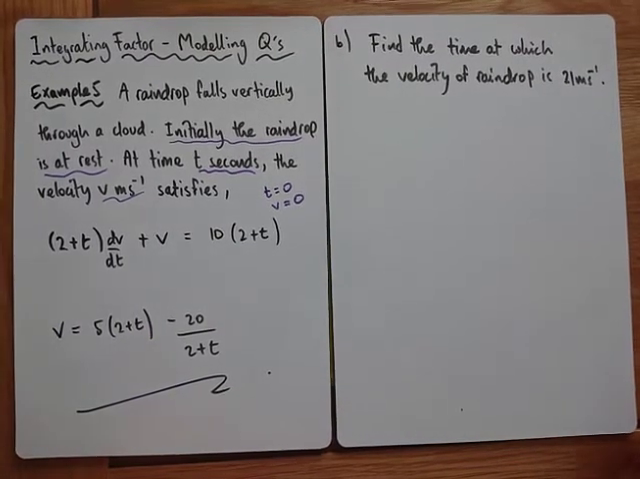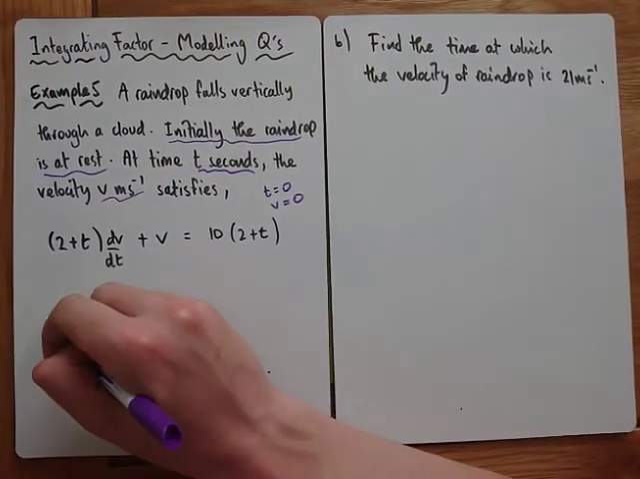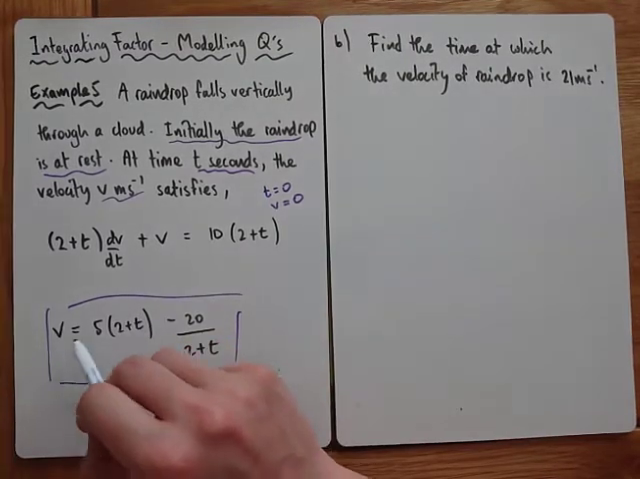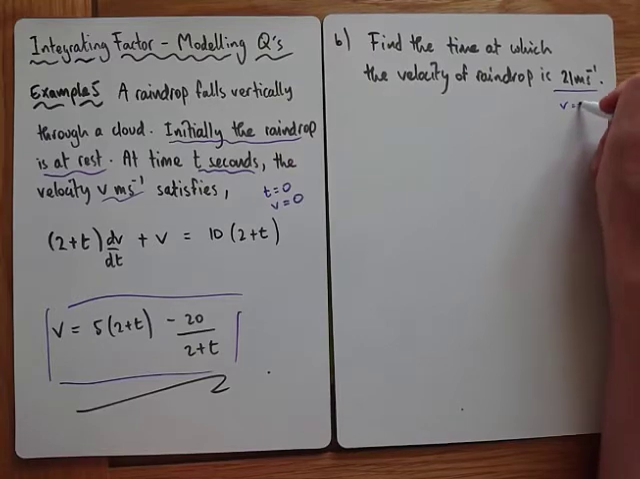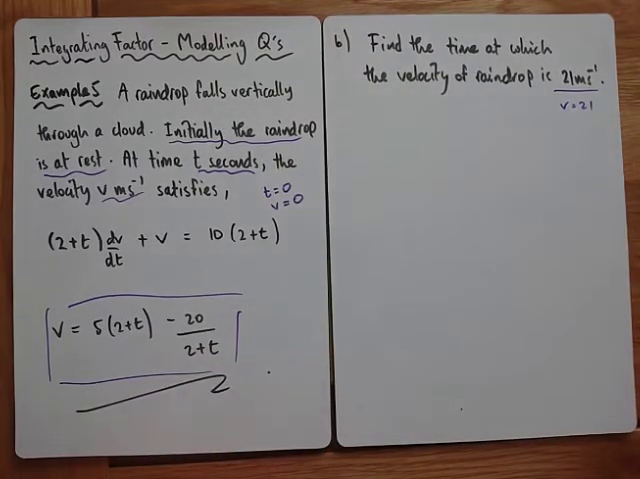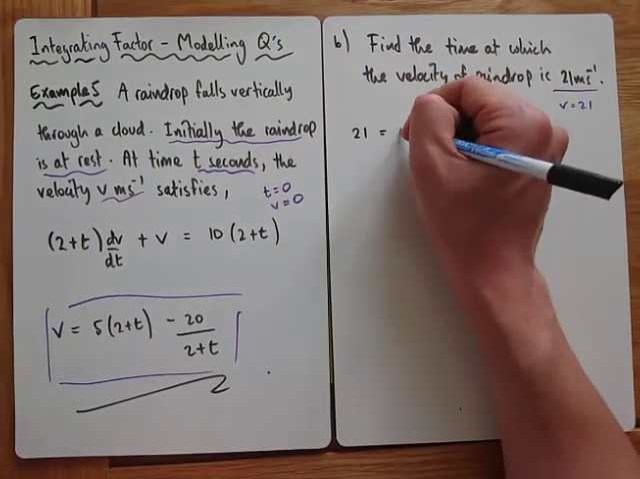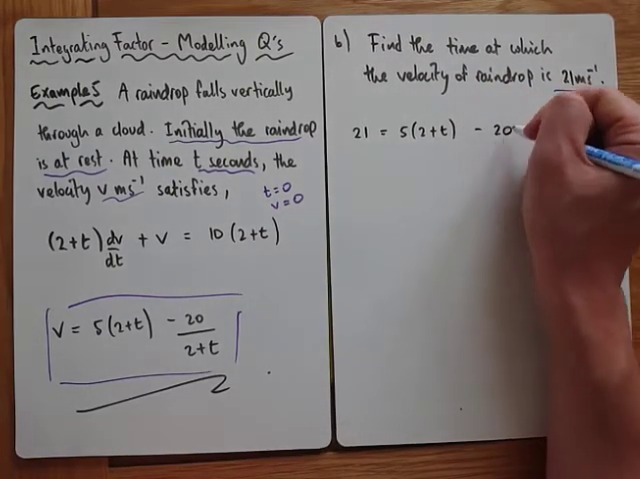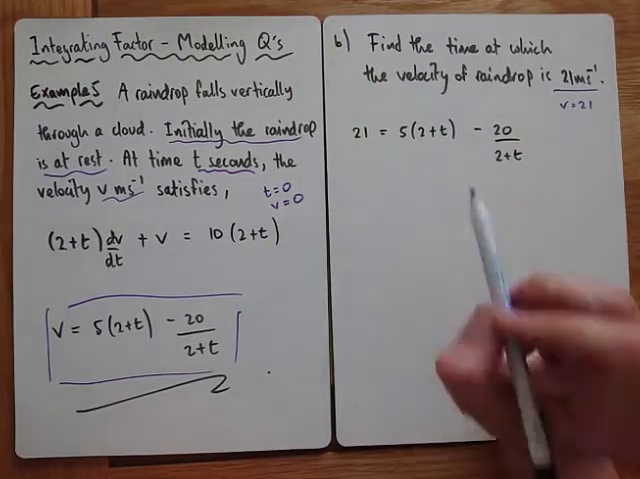Okay, part B says find the time at which the velocity is 21 meters per second. Now, obviously, once we've solved our differential equation, this is the link between the time and the velocity. It's actually given us the velocity, so we know v equals 21, and we want to solve to find t, so we're probably going to have to solve the quadratic here. If I sub 21 into this, and then I'm trying to solve to find t.